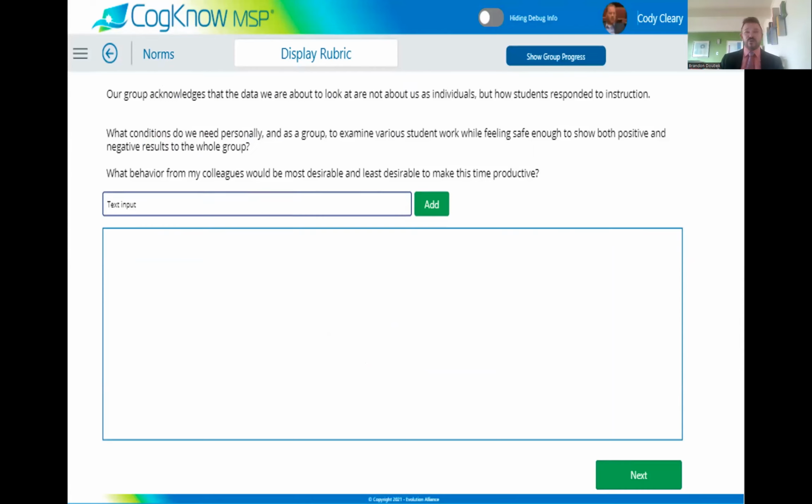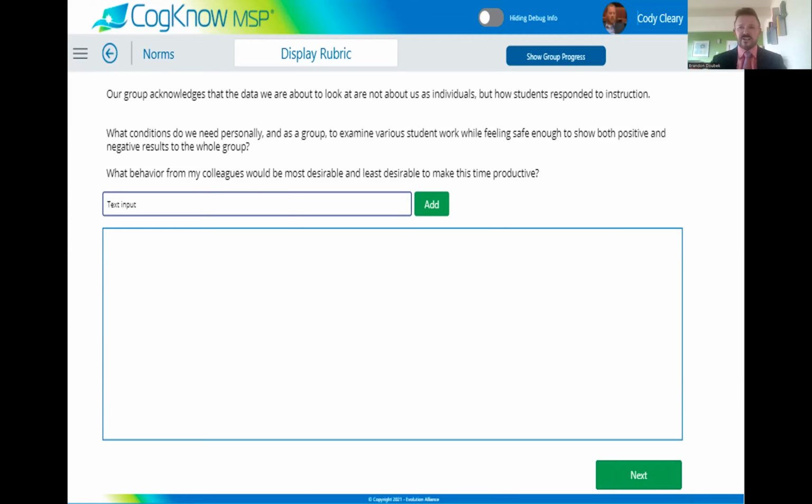So notice there's a question at the very beginning of Cogno as you begin stage 3 that says, what conditions do we need personally and as a group to examine various student work while feeling safe enough to show both positive and negative results to the whole group? Remember, if we go back to teacher efficacy, and one of those conditions, it's about being transparent, it's about being non-judgmental. So what behavior from my colleagues would be most desirable and least desirable to make this time productive? These are just several questions to get the norms rolling, that the group is creating the norms based on these questions.